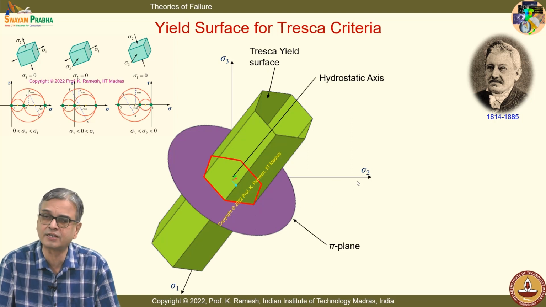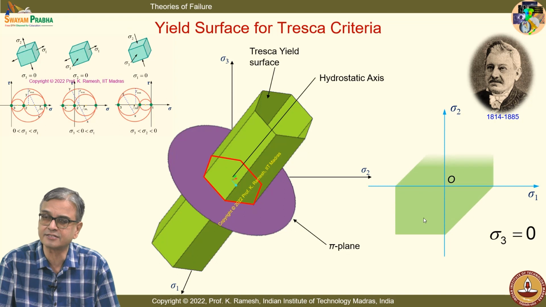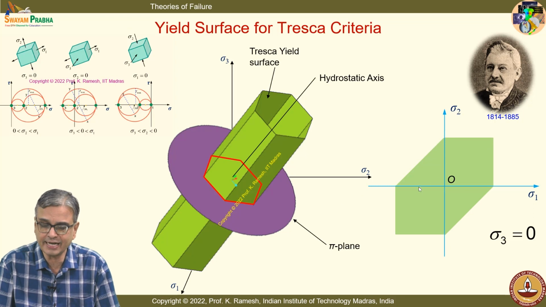Suppose I take a projection of it on the sigma 1 and sigma 2 axes, and I plot it only on sigma 1 and sigma 2. The projection of this hexagon will be elongated like this, because the hexagon is on an equally inclined plane. When I project it, I will have it like this, and this you can easily interpret.